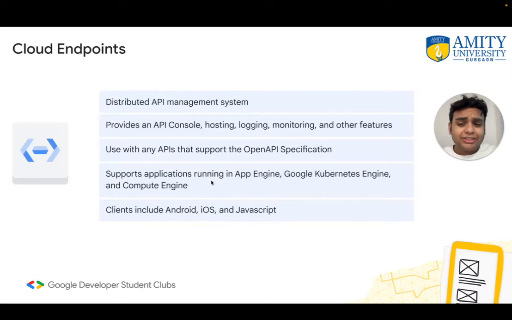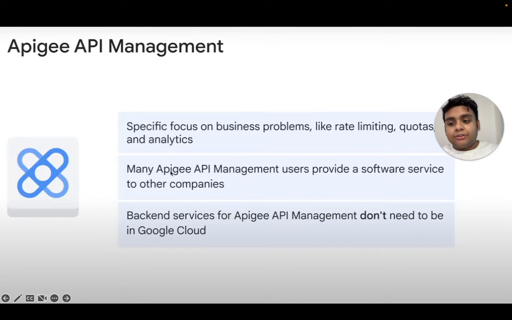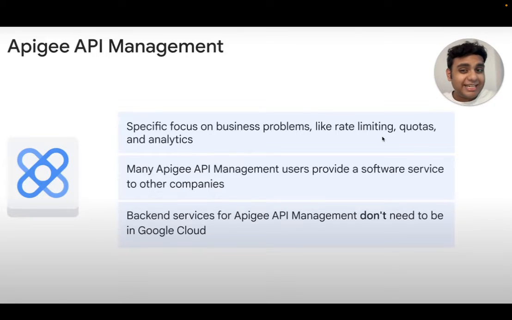So we can use it with any API that supports the OpenAPI specification, and it supports applications that are running in App Engine, Google Kubernetes Engine, Compute Engine, and clients such as Android, iOS, and JavaScript, right? So what is Apigee API management? It solves business problems like rate limiting, quotas, and analytics. And obviously the backend services for API management don't need to be in Google Cloud. You can get it from another cloud provider. It does that as well.